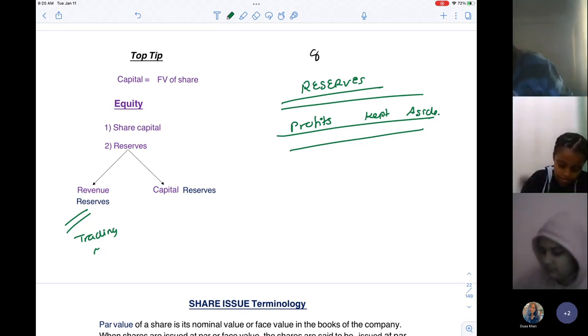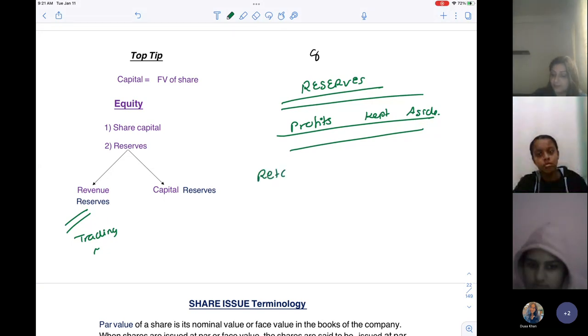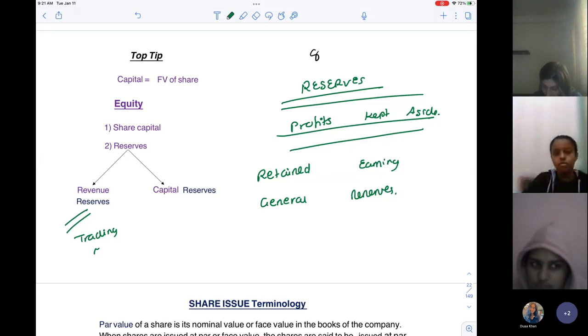Can you all give me different names of reserves that you all know of? Come on, I'm waiting. Retained earnings. Retained earnings is nothing but profits kept aside, okay? General reserve. Is general reserve a revenue reserve or a capital reserve? Capital. Who agrees with her? Who agrees that general reserve is a capital reserve? General reserve is a revenue reserve. What are other reserves that you all know of?